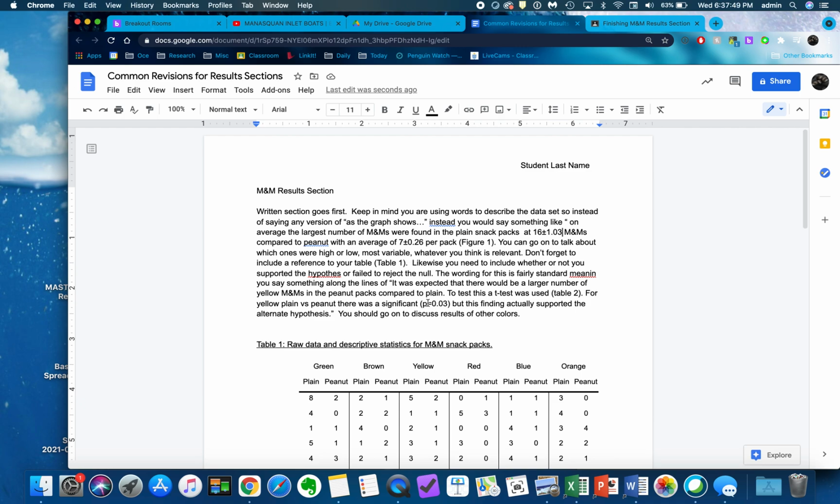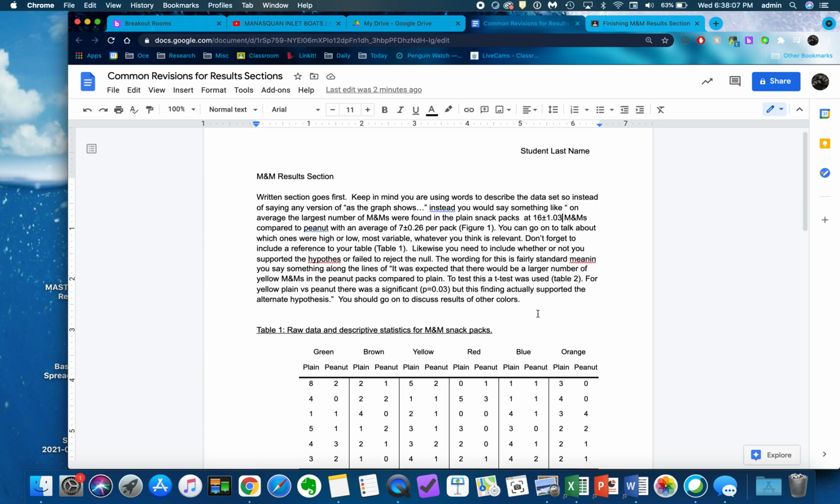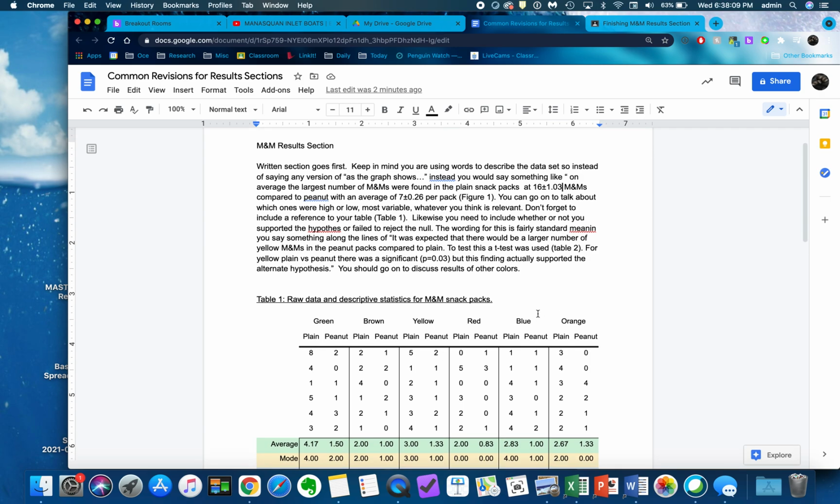I gave the p-value 0.03. Again, that's in your Excel sheet. But this finding actually supported the alternate hypothesis. Remember, the hypothesis we all agreed on was that there would be more yellow M&Ms in peanut and plain. That's not true. So we did reject our null hypothesis, and we supported the alternate. You can also go on and talk about the results of the t-test for the other colors.